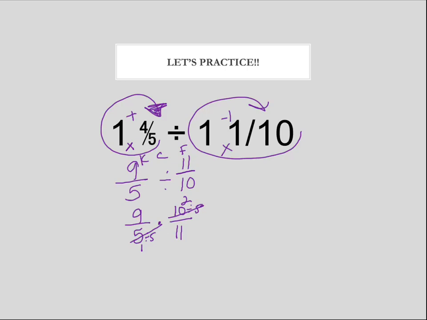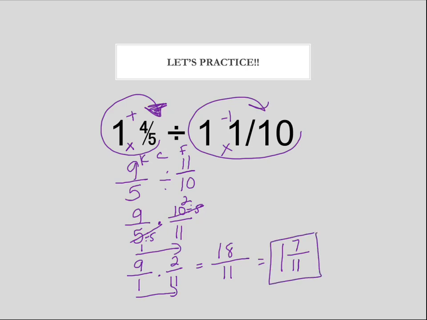I'm going to rewrite this problem so that I have a clean spot to work with so I don't get confused. And now let's multiply our numerators and our denominators. 9 times 2 is 18. 1 times 11 is 11. So I now have 18 over 11, which then has to be simplified into a mixed number. 18 divided by 11 is 1. I have 7 left over, and 11 stays my denominator. So let's look at another one.